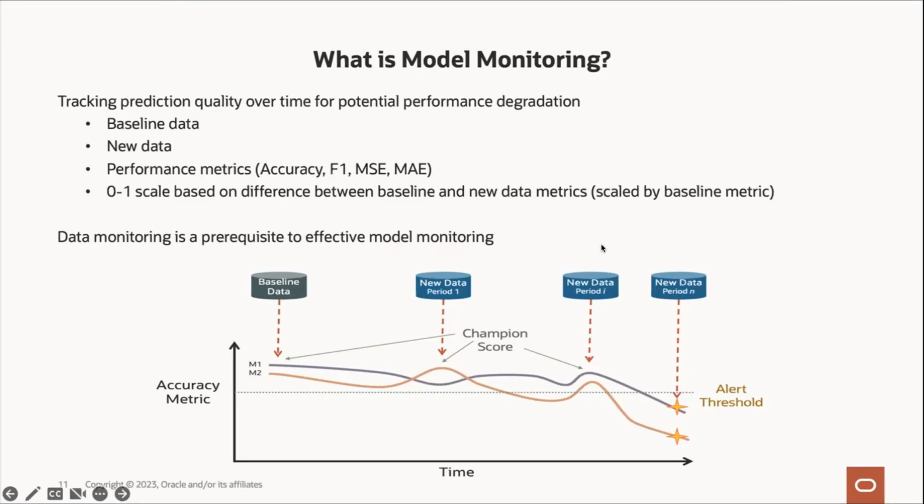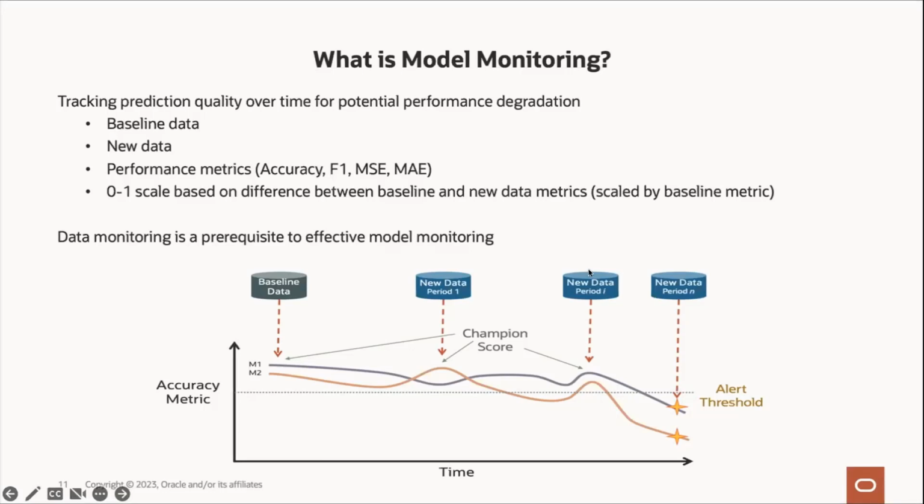Looking at our visualization down below, we can see what this model monitoring looks like and the drift score and what that looks like. We have our baseline time period with our given accuracy metric scores. And over time, those metrics degrade until they go below our alert threshold that we defined.